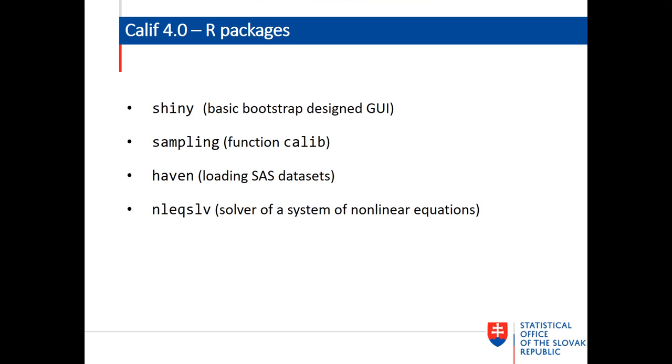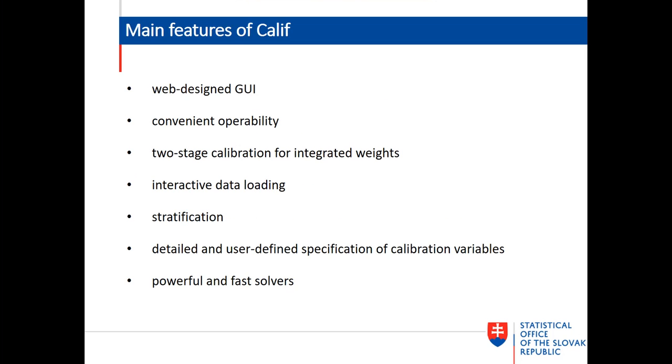Four packages are used within Calif. Of course, obviously, it's the Shiny package. The basic Bootstrap design CSS is used. Then it's the sampling package with the crucial function calib. Then the haven package, for loading of SAS datasets. And also the package nleqslv, which incorporates the solver of a system of nonlinear equations.